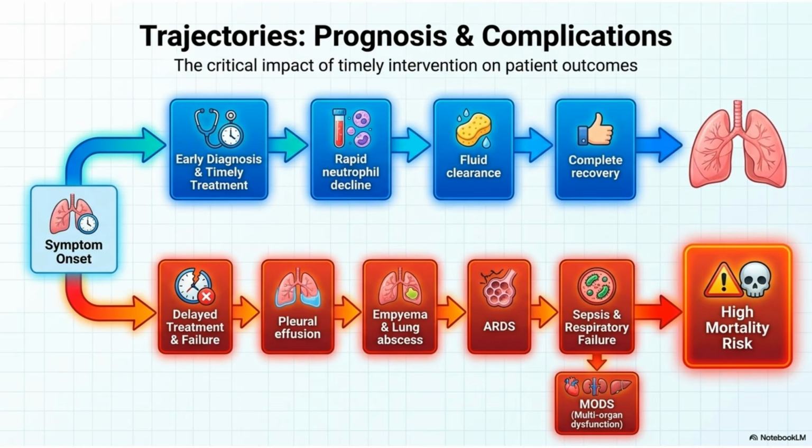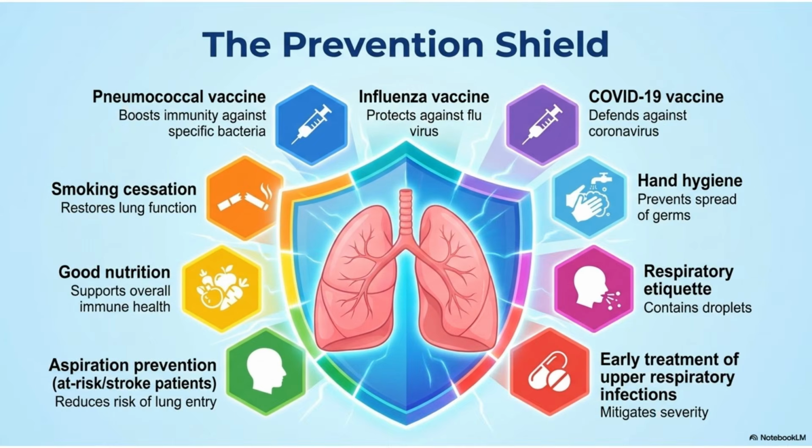Delayed treatment increases the risk of complications such as pleural effusion, lung abscess, ARDS, and eventually sepsis or multi-organ failure. Prevention is our best defense. This includes vaccination, maintaining hand hygiene, smoking cessation, and good nutrition to support overall immune health and reduce the risk of respiratory infections.